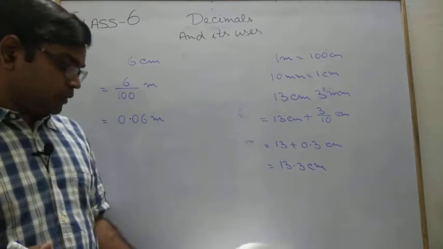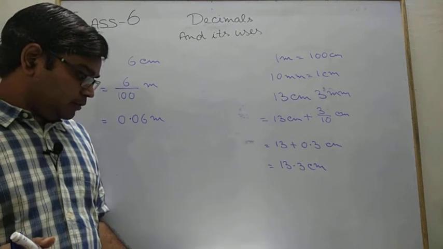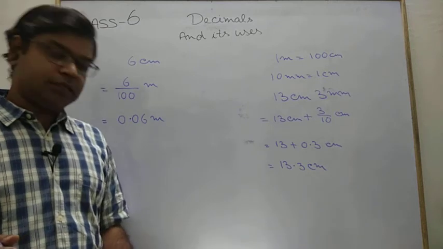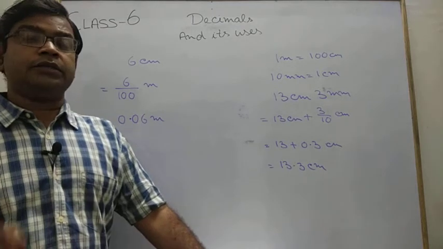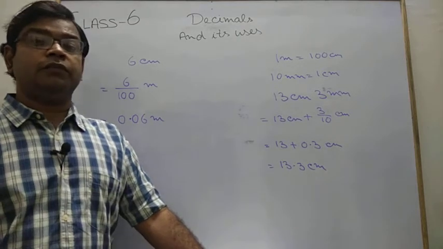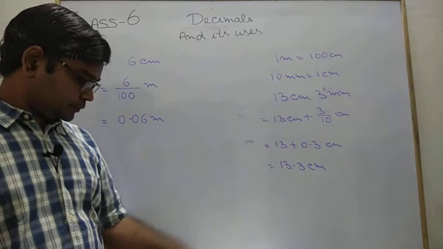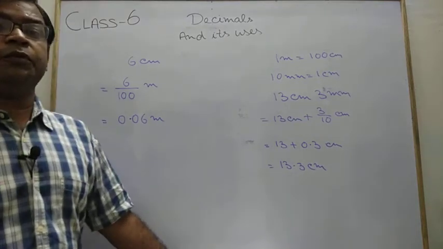I think all of you must know the metric table. In class 6 there is no requirement to learn the metric table again. It is the work of class 3, 4 and 5. Now we move to the word problem.